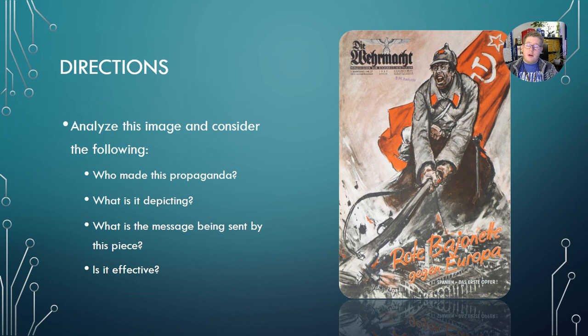So, for your opening activity, you're going to analyze this poster right here. This was a piece of anti-Soviet propaganda utilized by the Nazis. So, while you analyze this image, consider the following. Who made this propaganda? What is it depicting? What is the message being sent by this piece? And whether or not you believe it to be effective. Take a few minutes, respond on Google Classroom, and be prepared for an in-class discussion.